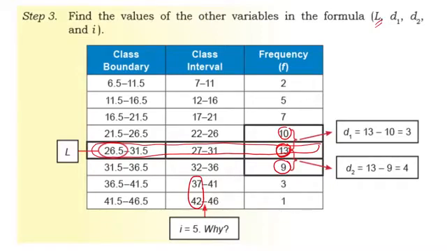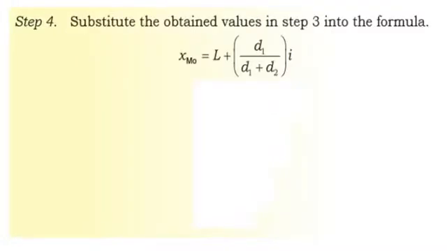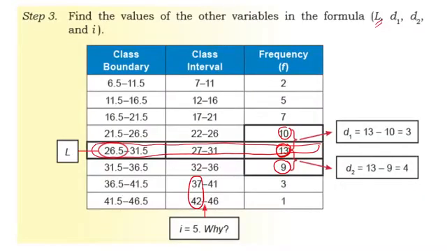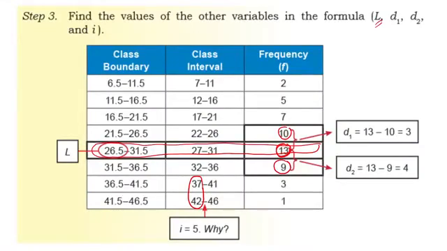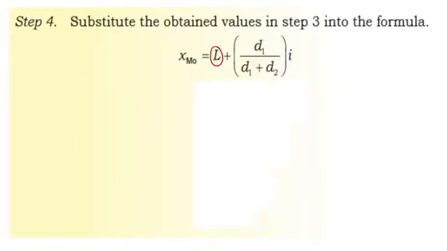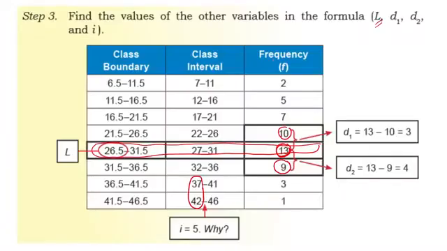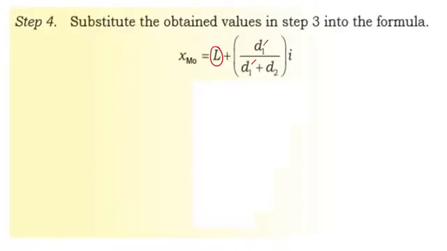Now, going back to our formula, we will substitute everything. What is L equal to? It's simply equal to 26.5. So, what about D sub 1? 3. What about D sub 2? 4. Okay. What about the I, the class size?